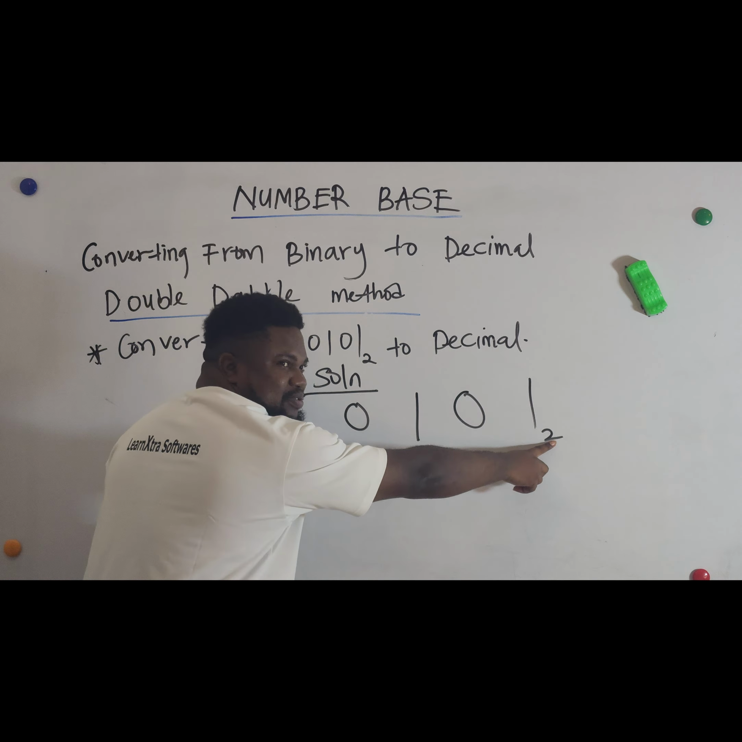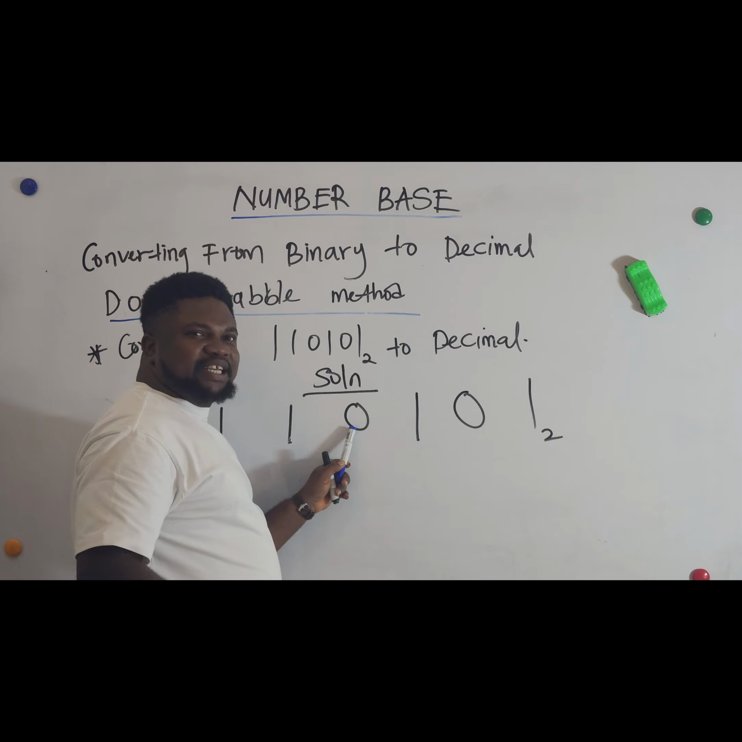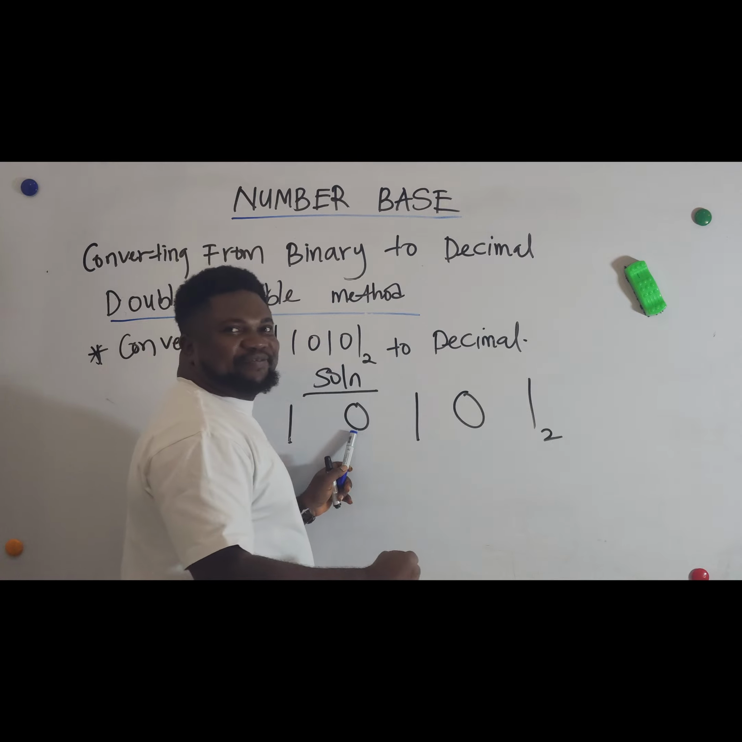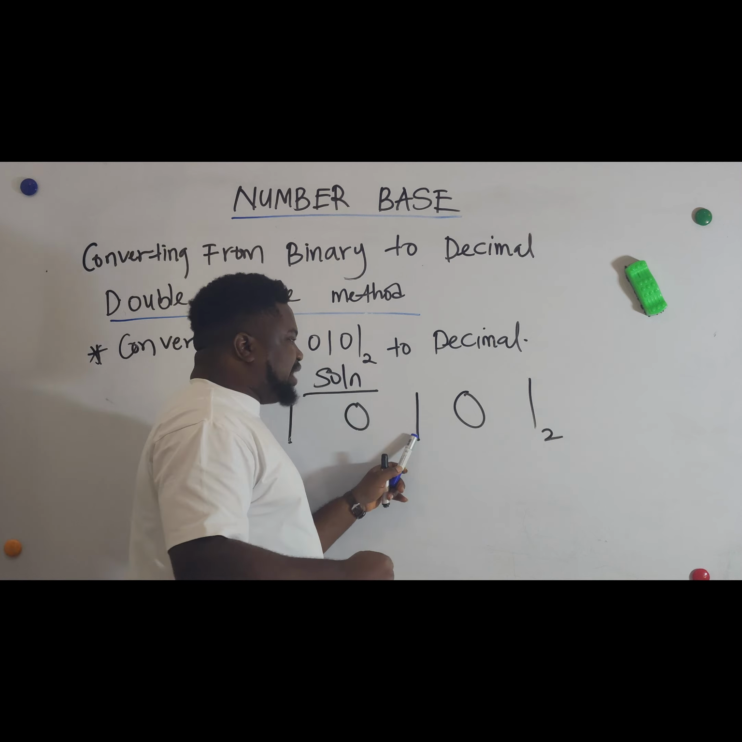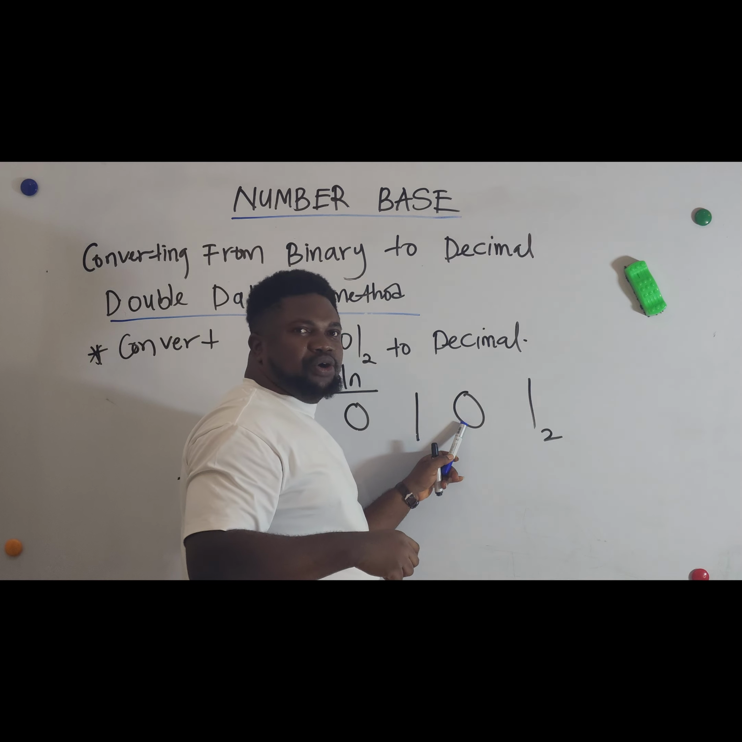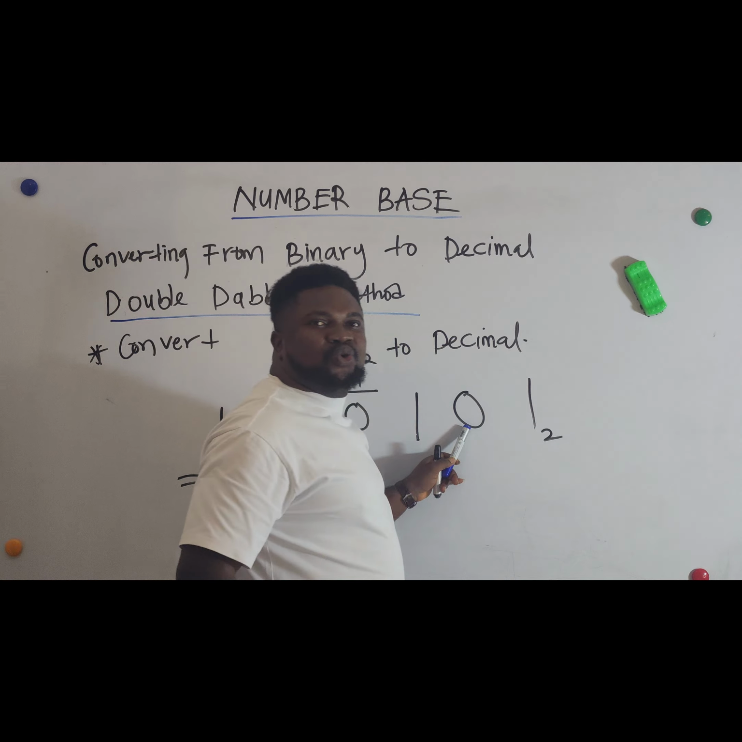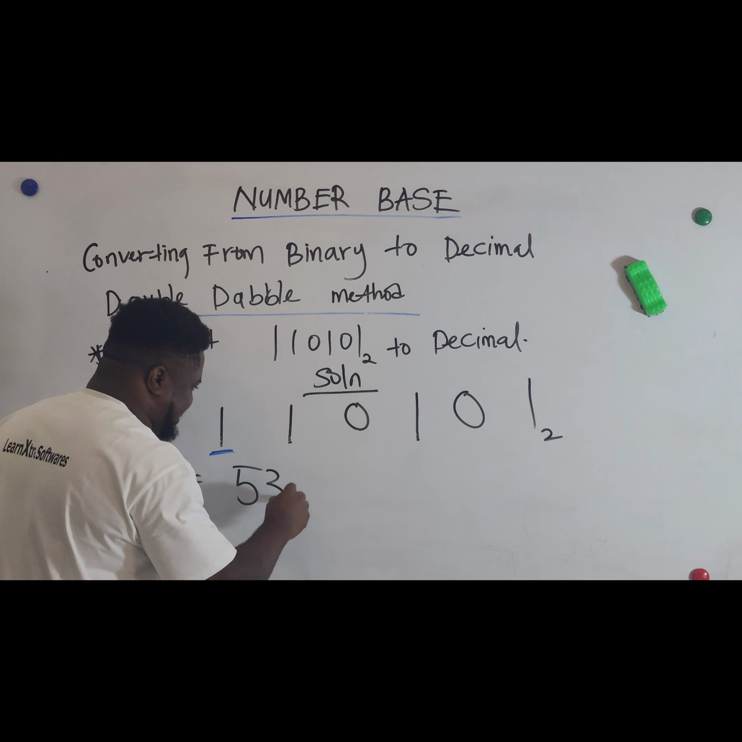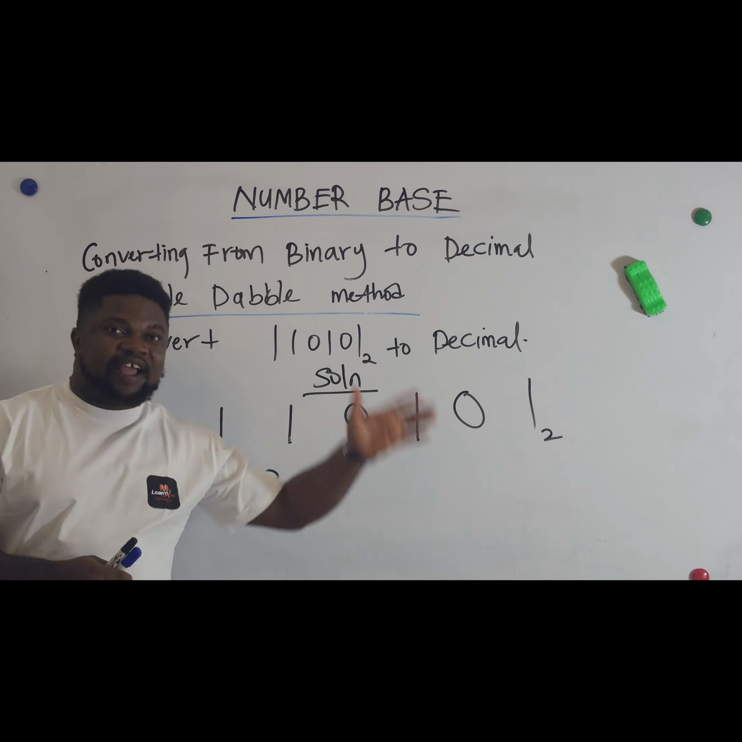3 times 2, 6. 6 plus 0, 6. 6 times 2, 12. 12 plus 1, 13. 13 times 2, 26. Plus 0, 26. Times 2, 52. Plus 1 equal to 53. In base 10 answer. We have solved it very fast.